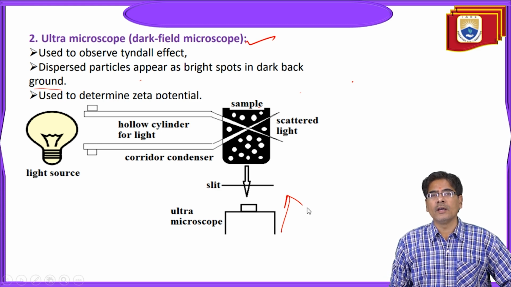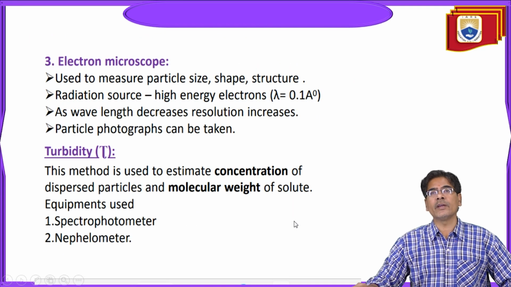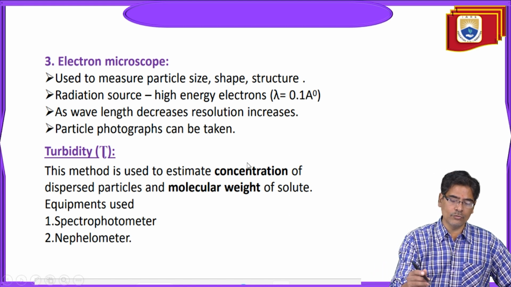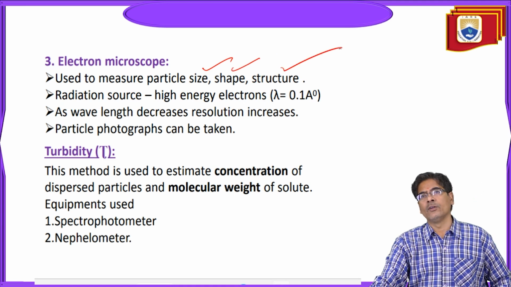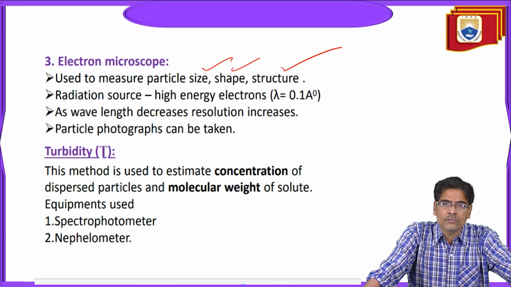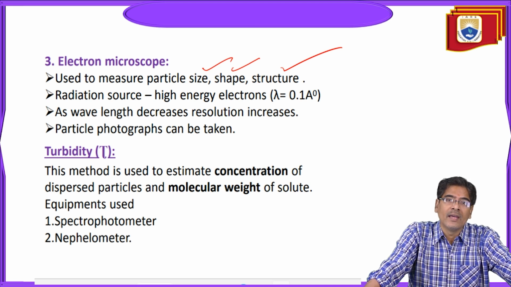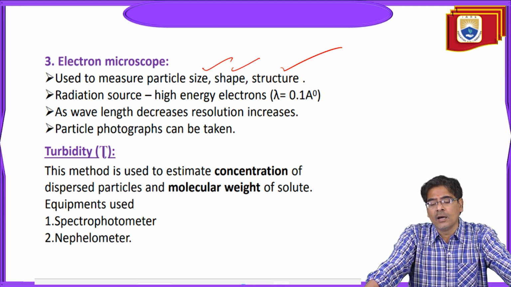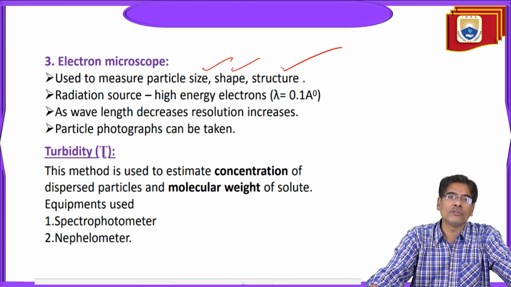So this is regarding the ultra microscope, the previous one is the light microscope, and the next one is the electron microscope. The electron microscope is used to measure particle size, shape, and structure of the particle. The radiation source is a higher energy electron of wavelength 0.1 angstroms, or 0.1 into 10 power minus 6 meters.